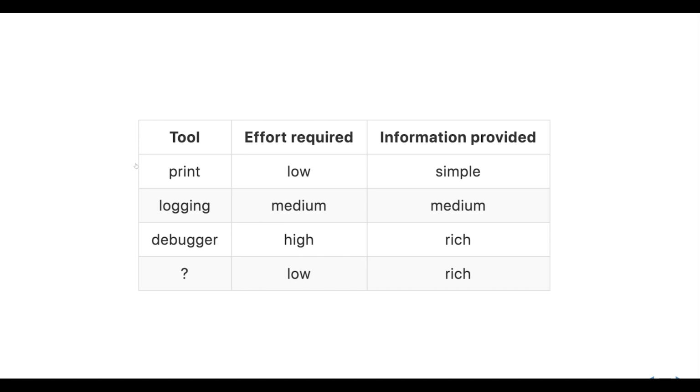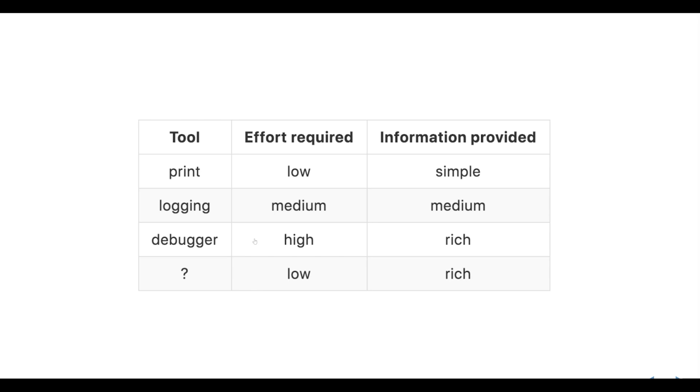We have looked at these 3 ways of debugging and can draw a table like this. There are 2 columns in this table. First is the effort required to use this way of debugging. The other column is the information this tool provides. So the first row shows that print requires the lowest amount of effort to use, but it also provides the simplest information. Logging requires a bit more effort to configure and provides a bit more information.